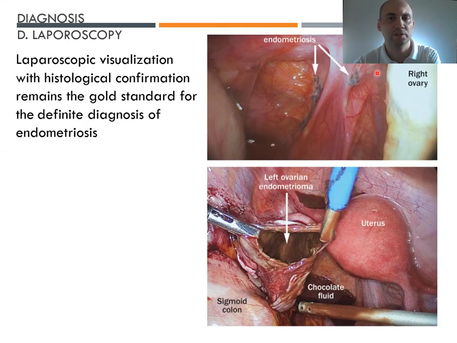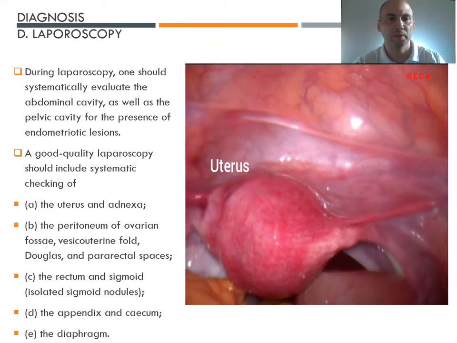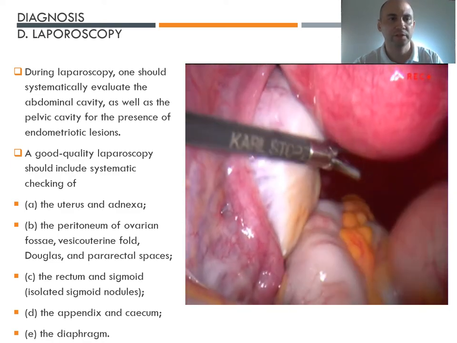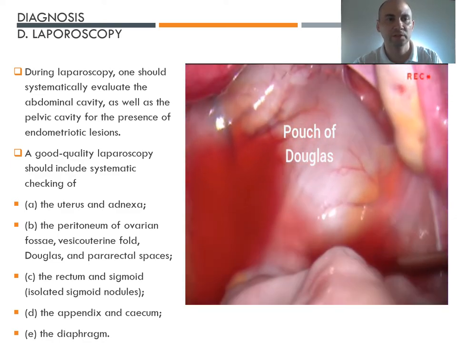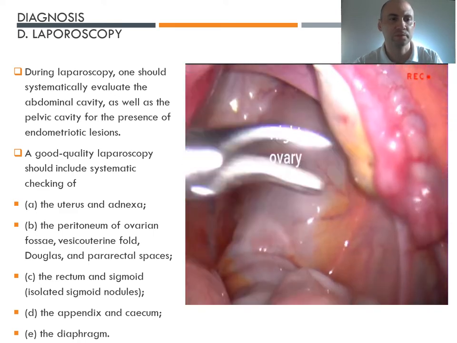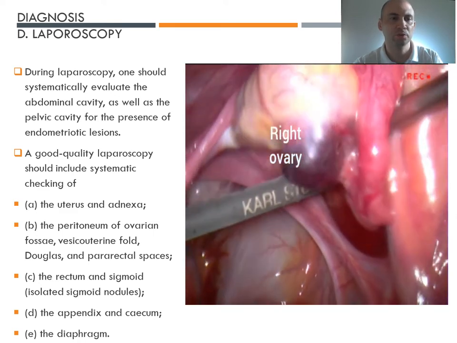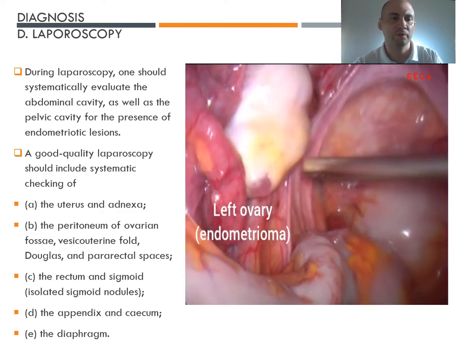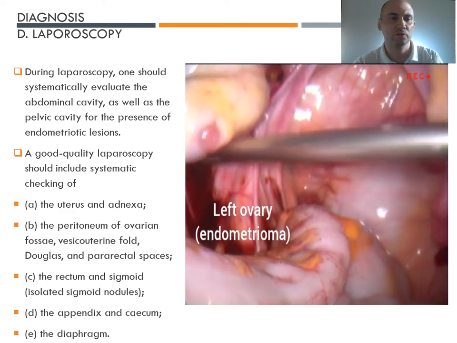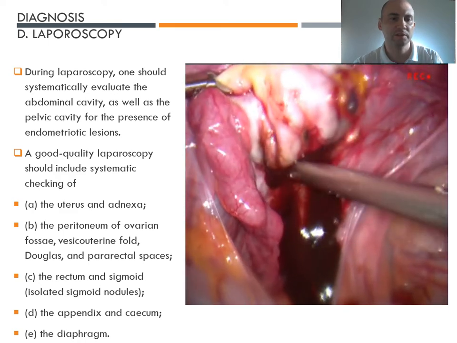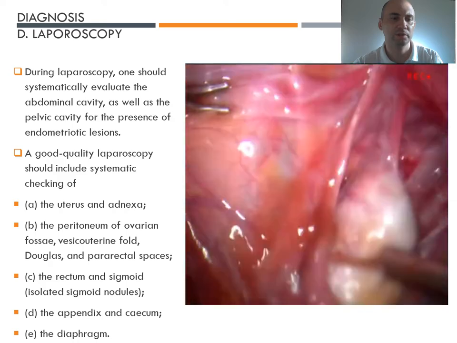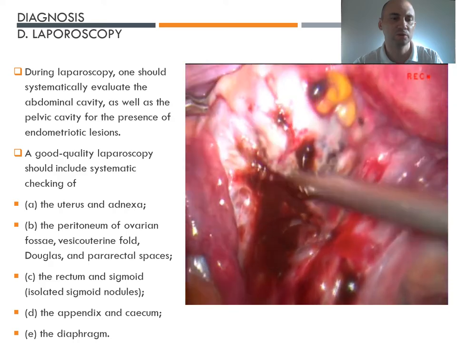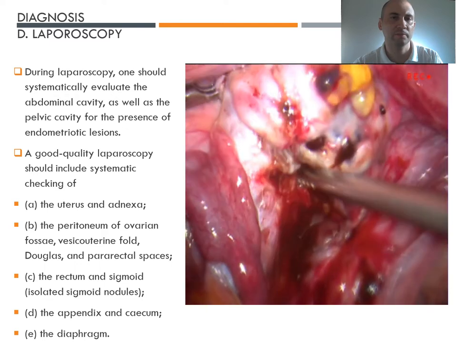Laparoscopic visualization with histological confirmation remains the gold standard for definite diagnosis of endometriosis. During laparoscopy, one should systematically evaluate the abdominal cavity as well as the pelvic cavity for the presence of endometriotic lesions. A good quality laparoscopy should include systematic checking of the uterus and adnexa, the peritoneum of the ovarian fossa, the vesicouterine fold, Douglas and pararectal spaces, the rectum and sigmoid because of isolated sigmoid nodules, the appendix and cecum, and the diaphragm.